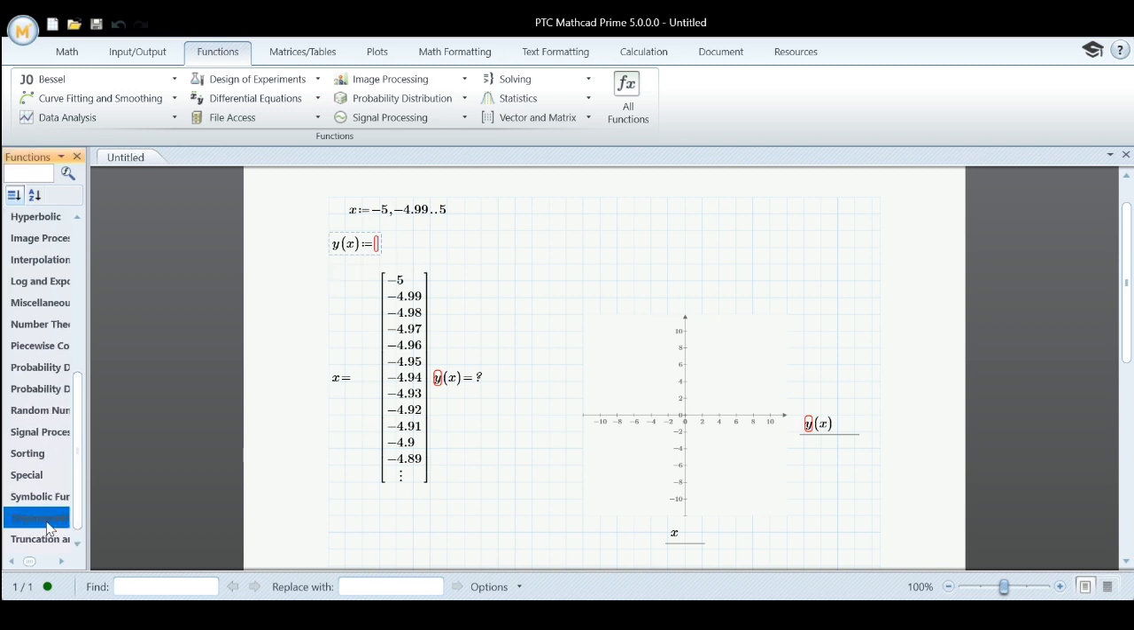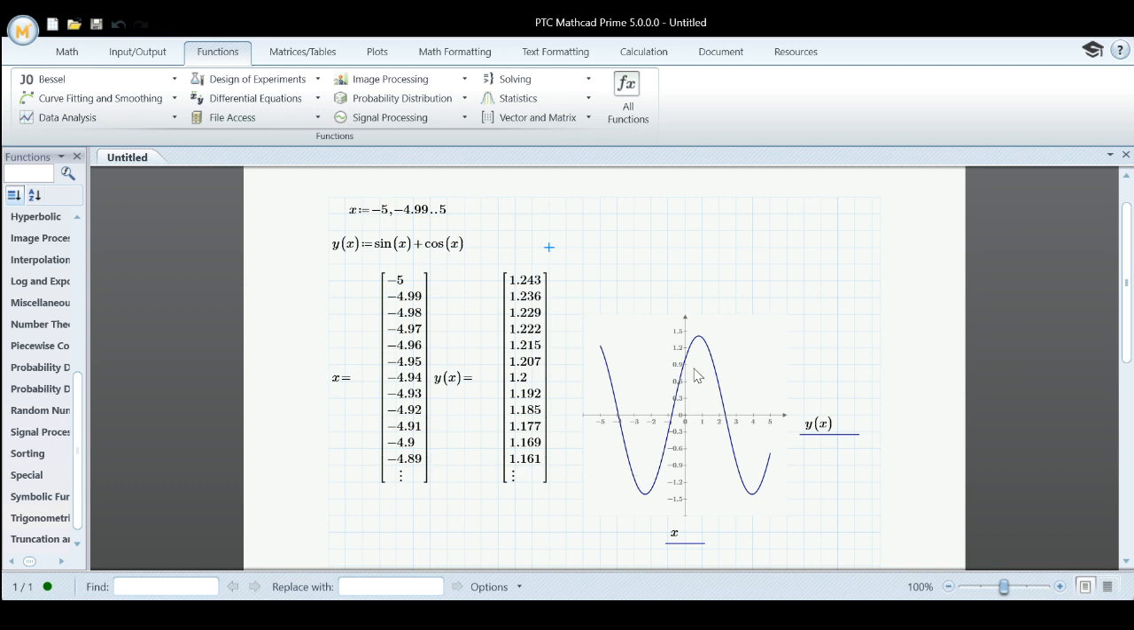Trigonometric function. Okay, so you just write here y of x is equal to, suppose, sine of x plus cos of x. You see, sin x plus cos x. So it's giving you a trigonometric function.